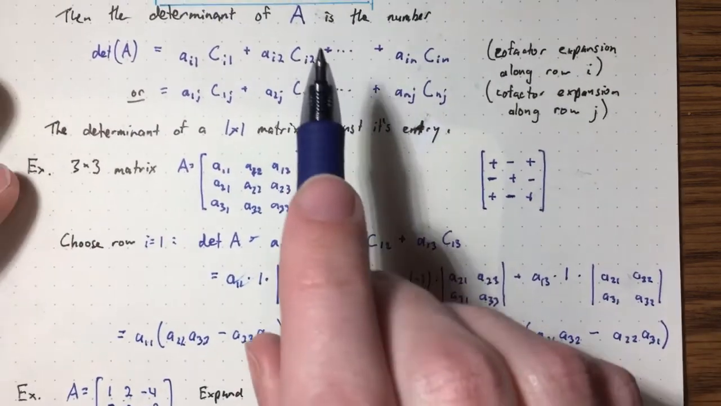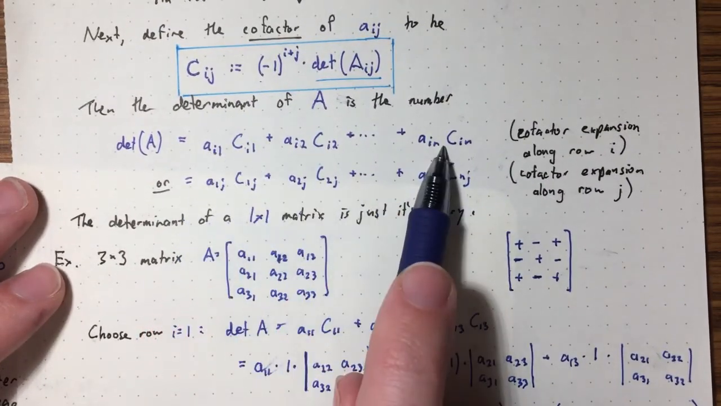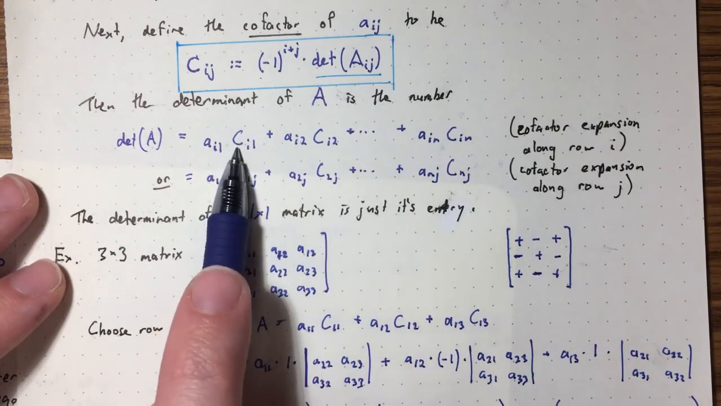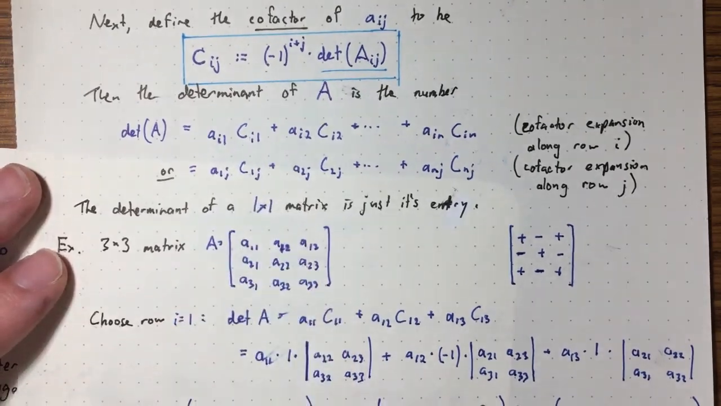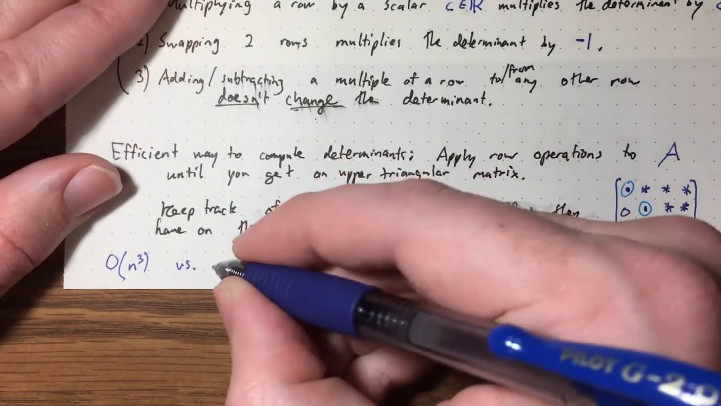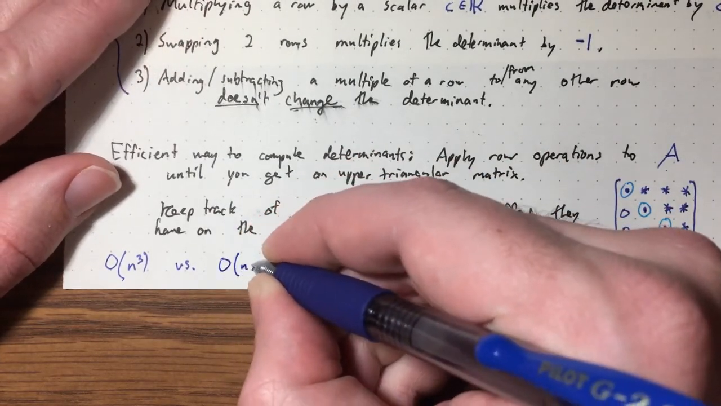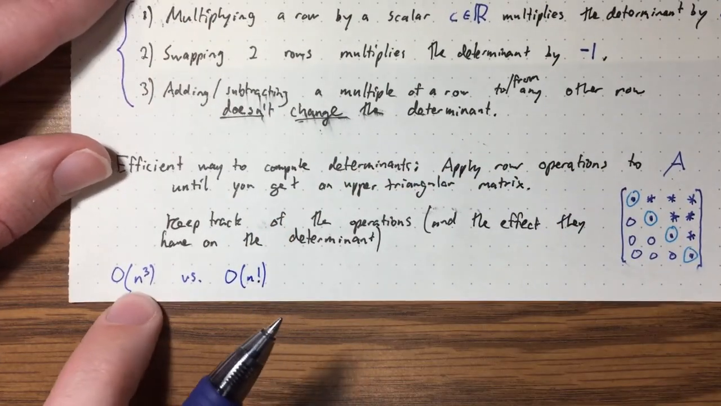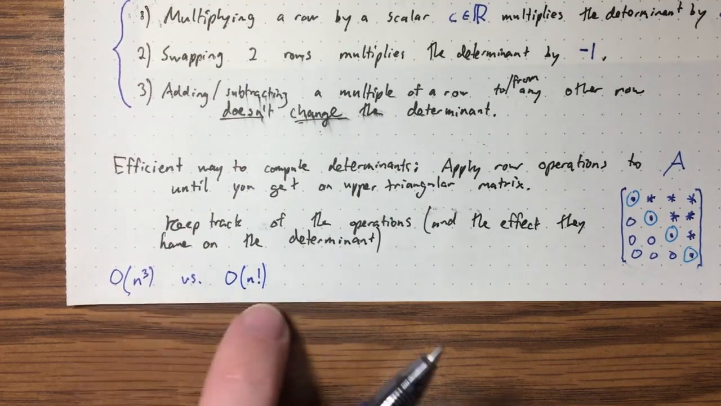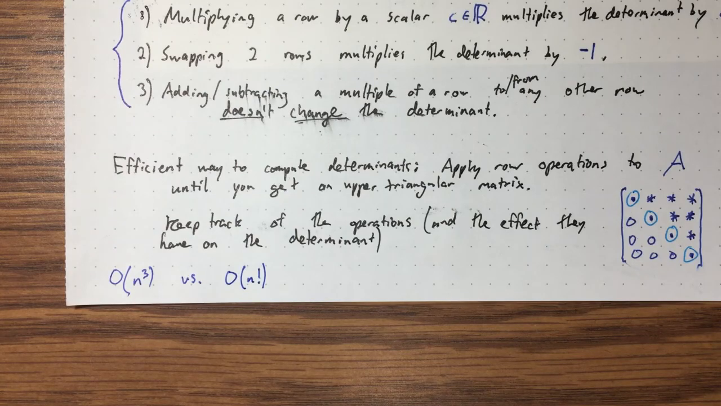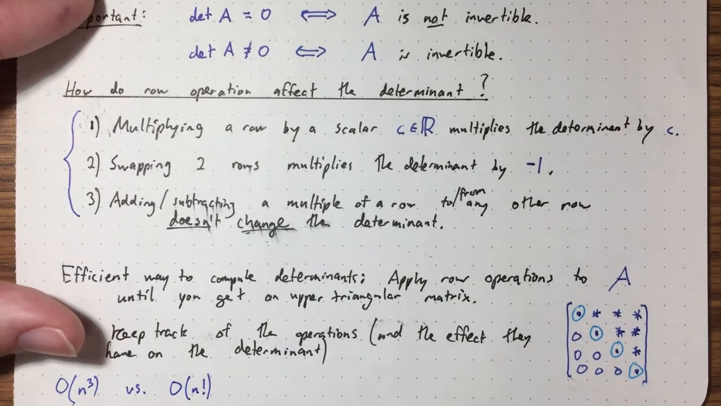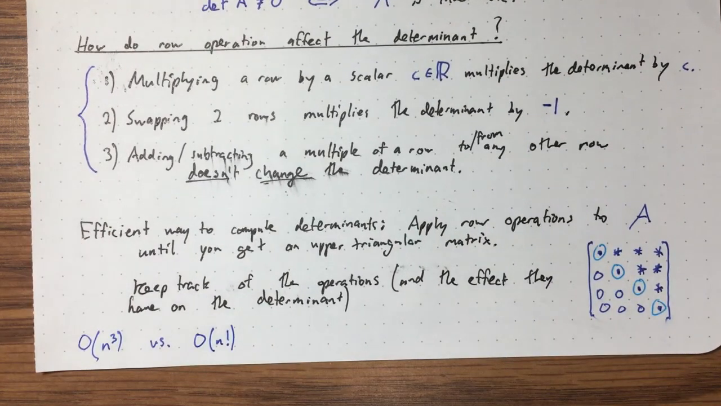Because imagine we had a 4x4 matrix. Well, we'd have 4 terms here, but then each term would involve a 3x3 determinant. So there'd be 3 terms. But then each of those involve a 2x2 determinant. So we have 4 times 3 times 2 times 1 terms. So this is O of n cubed versus O of n factorial. Okay, and that one's way better. Well, certainly as n gets large, right? This one is way better than that one. Okay. So this is another way you can consider calculating your determinants.